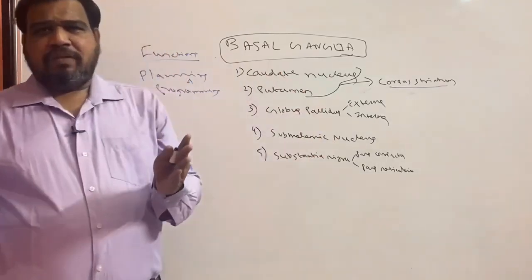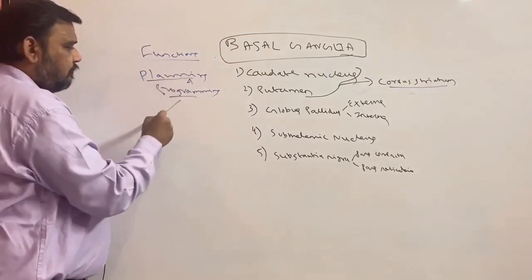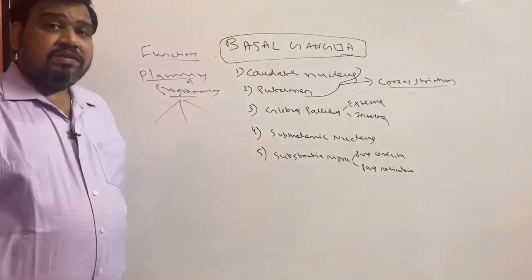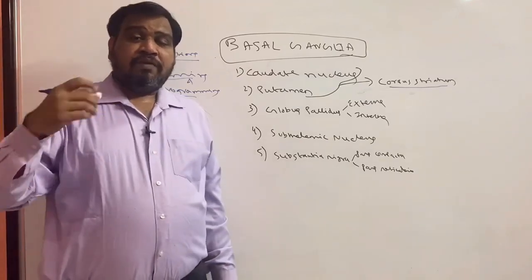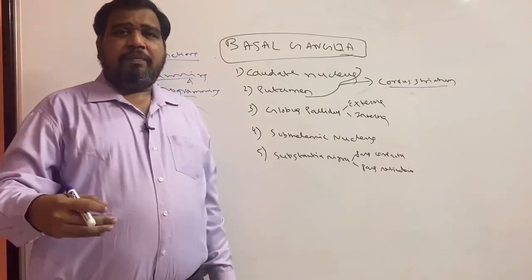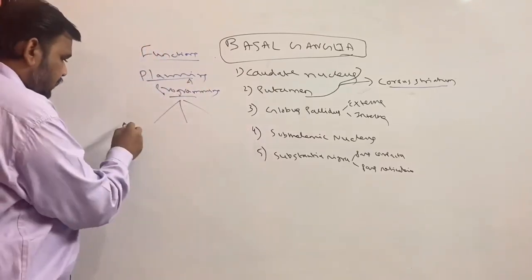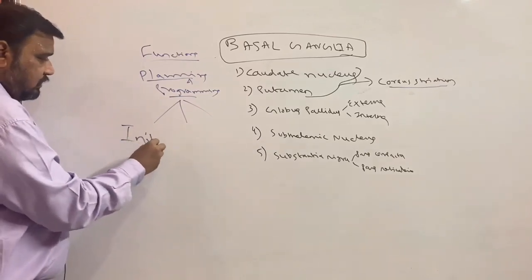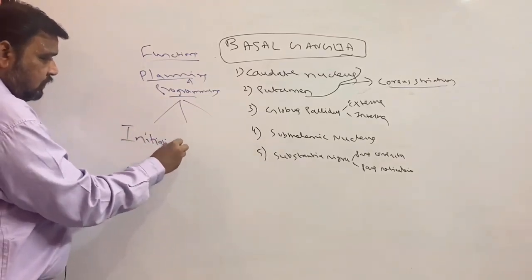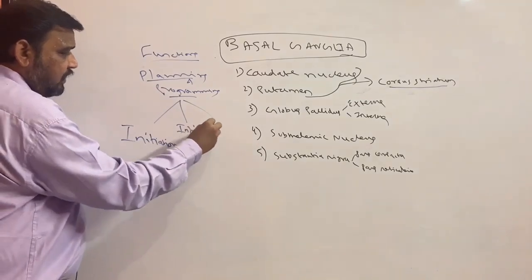The main functions of basal ganglia are planning and programming of movements. Cerebellum's function is coordination of movements. For example, if you are doing a movement which is going beyond the limit, bringing it back is the cerebellum. Whereas the basal ganglia are very important for initiation of movements, inhibition of movements, and modification of movements.